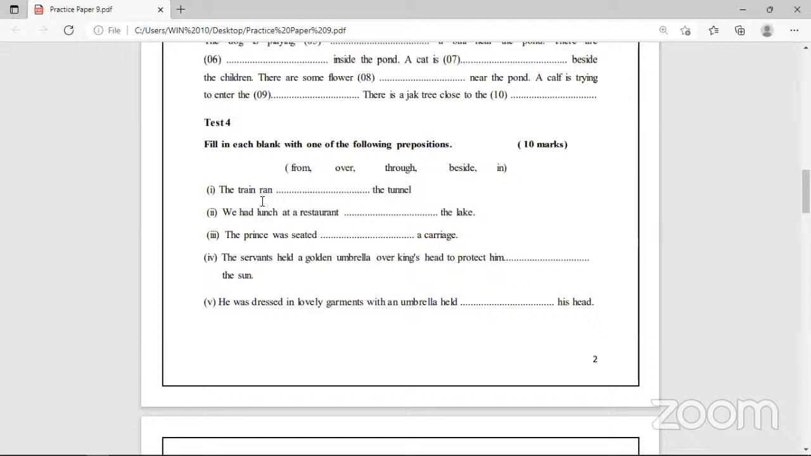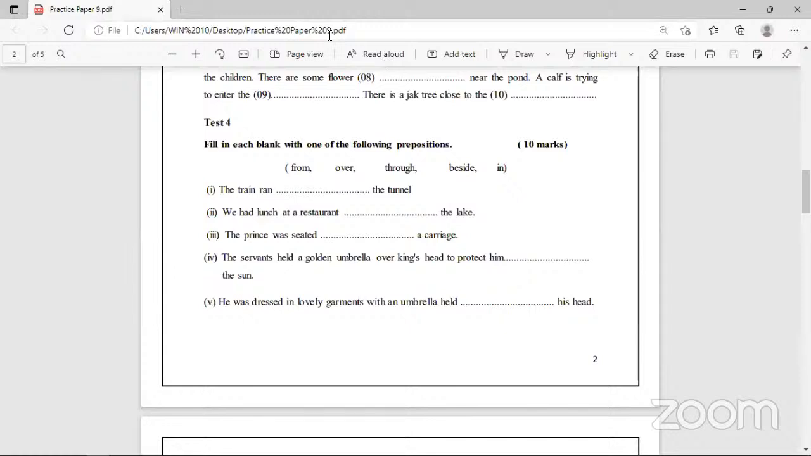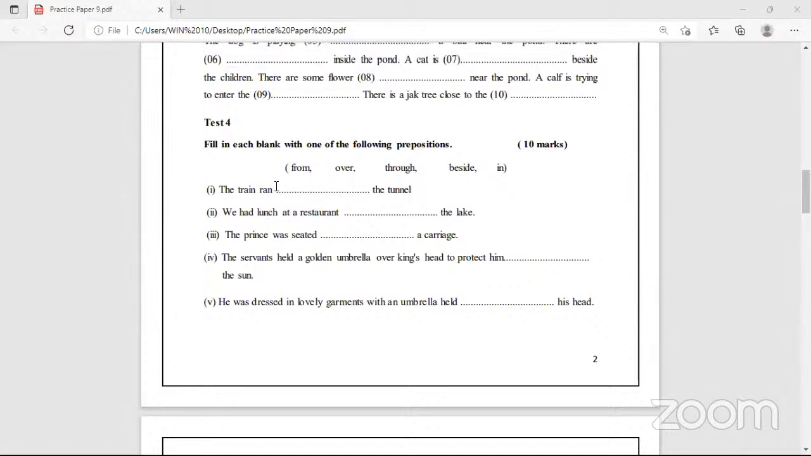Look at the first one. Fill in each blank with one of the following prepositions. There are 5 prepositions. Look at the first one. The train ran through the tunnel. Tunnel means a tunnel, right? The train ran through the tunnel.